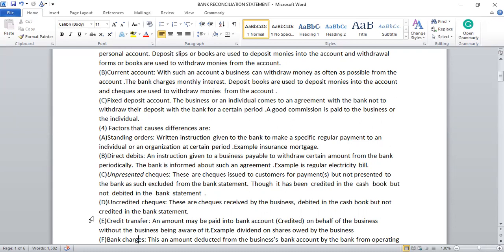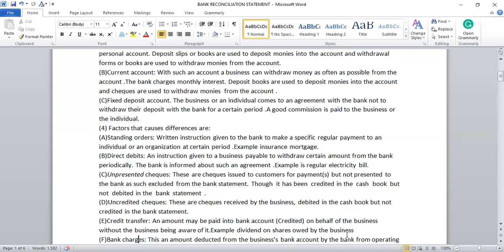Okay, E, credit transfer. An amount may be paid into the bank account, that is, credited on behalf of the business without the business being aware of it. Example, dividend on shares owned by the business. So the bank can also credit the business.